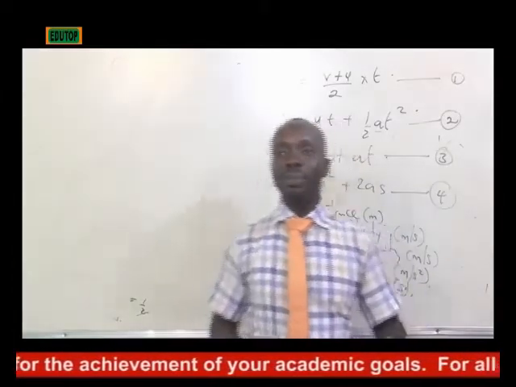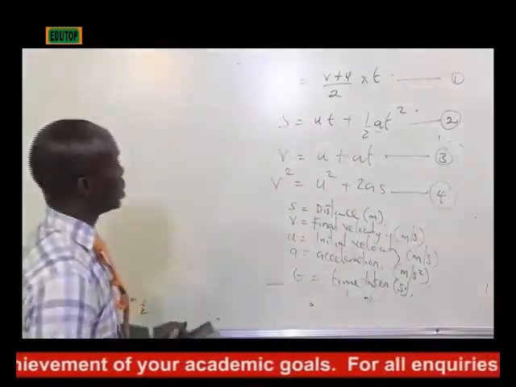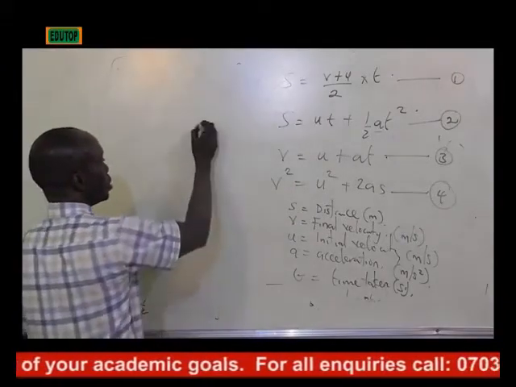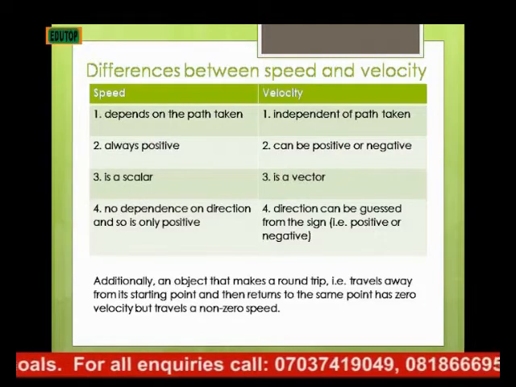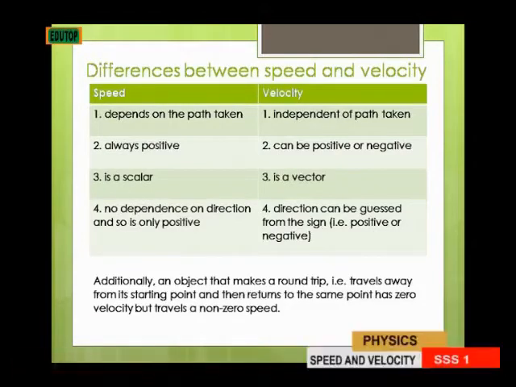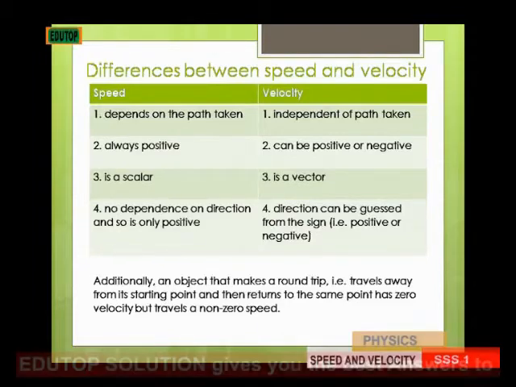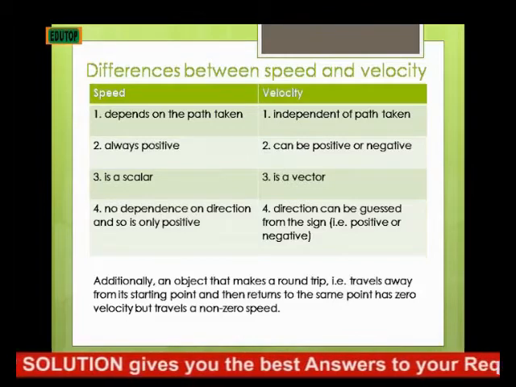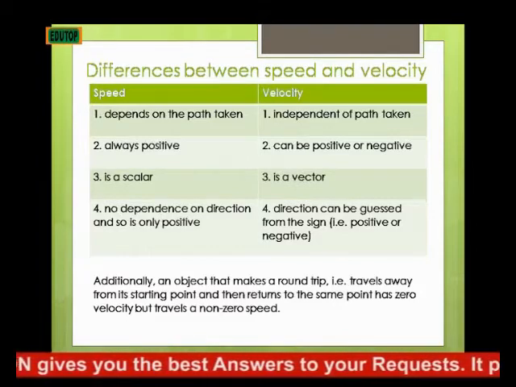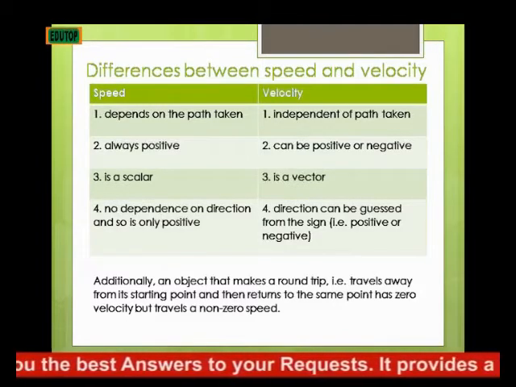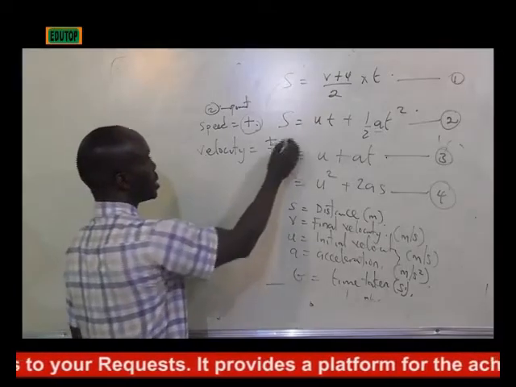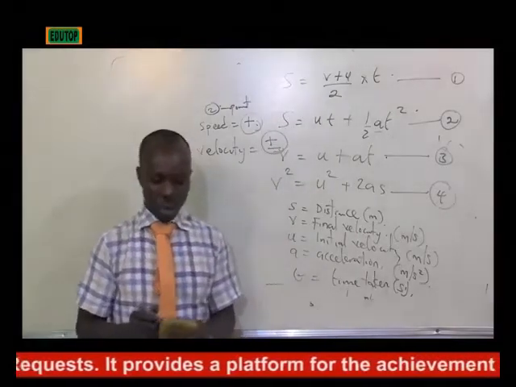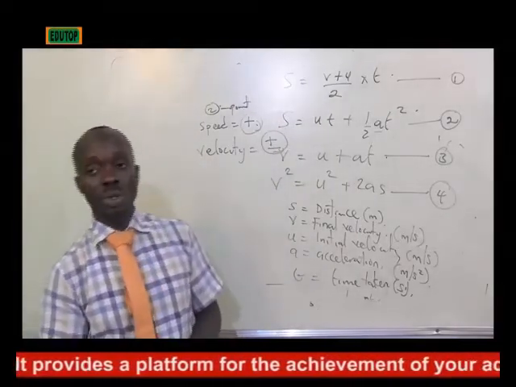Now speed is always positive. What am I saying? The values for speed, that's your second point now. Speed will always give you a positive value. Anywhere in physics where you calculate your speed and you are getting a negative value, then there is something wrong. But your velocity can come out negative or positive. These are the differences between speed and velocity.